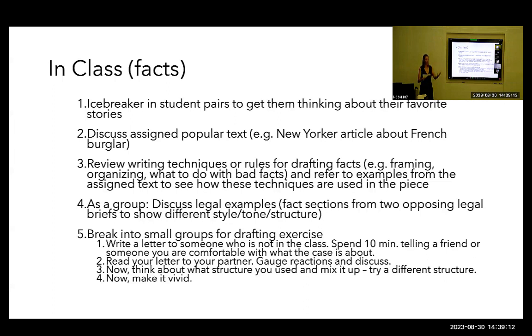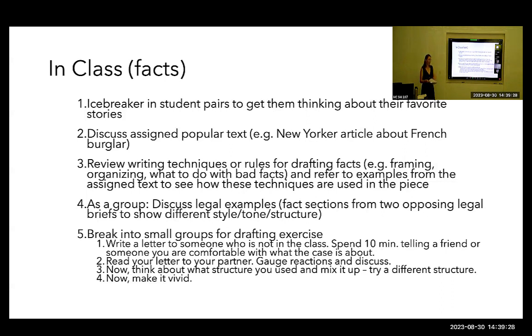So they rewrite the same letter from one perspective, then from the other. So now they've gotten a lot of different modes of thinking, and it might be sort of a mishmash, but at least they've been thinking about how to be effective in communicating the facts.